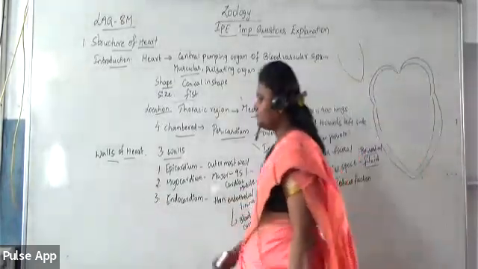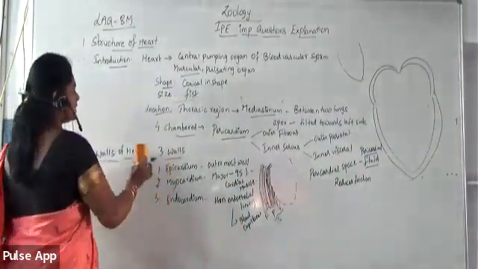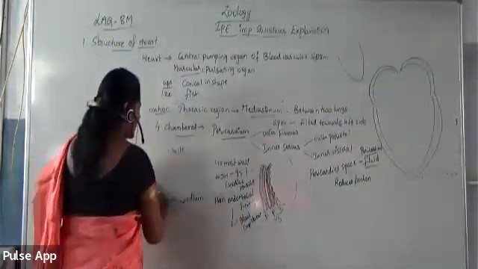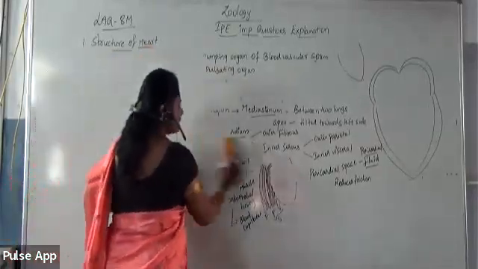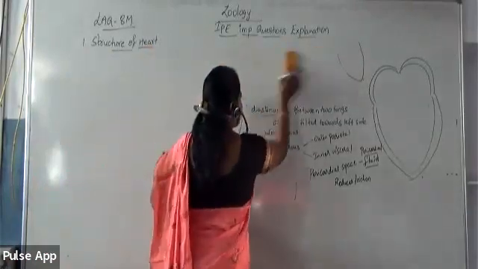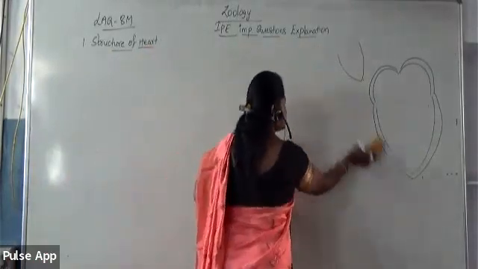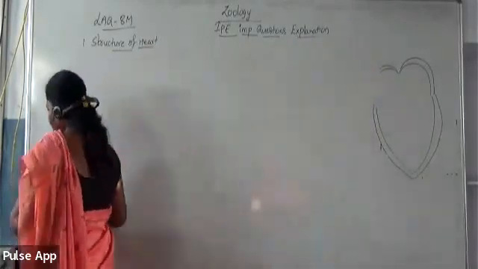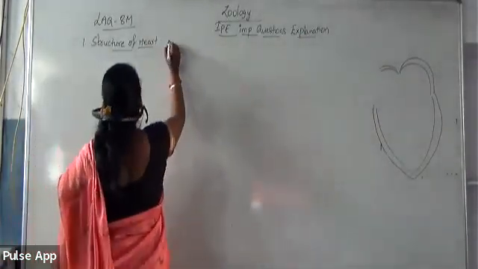The next one is coming to the chambers of the heart, what exactly the heart is made up of. In human beings, the heart is four-chambered, with two atria and two ventricles. The upper chambers of the heart are called atria. And the lower chambers of the heart are called ventricles.